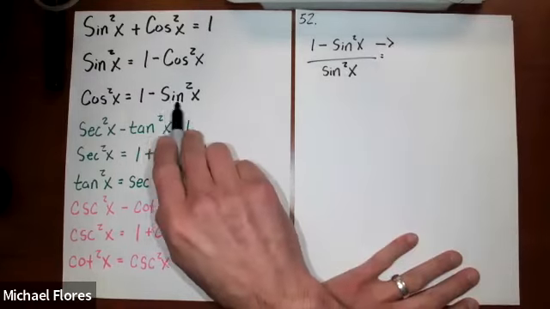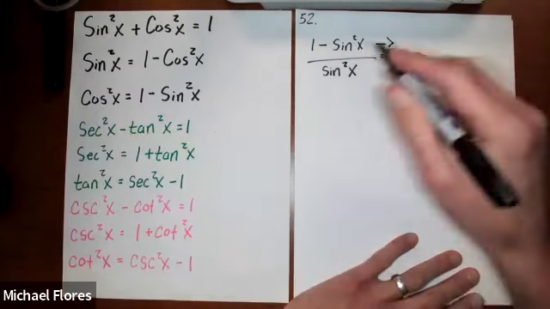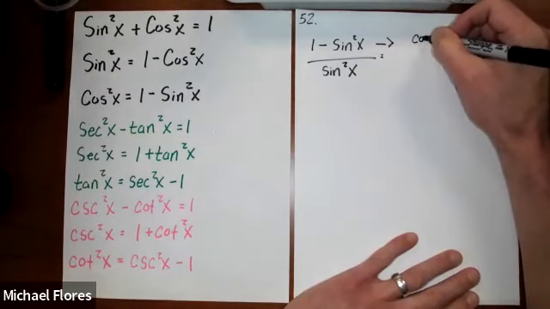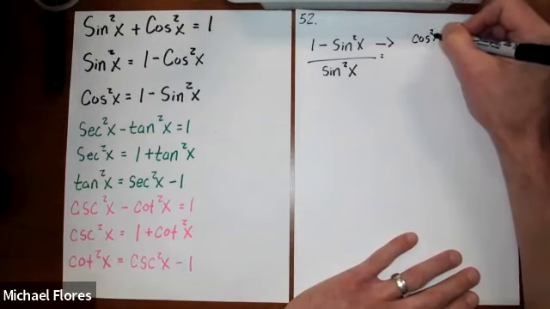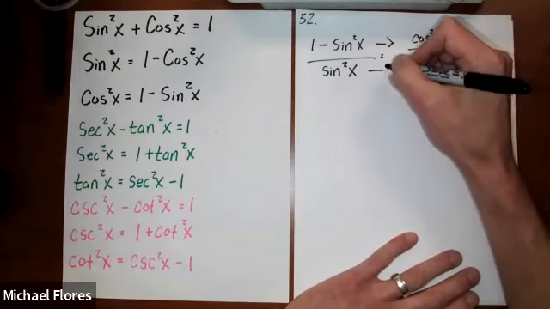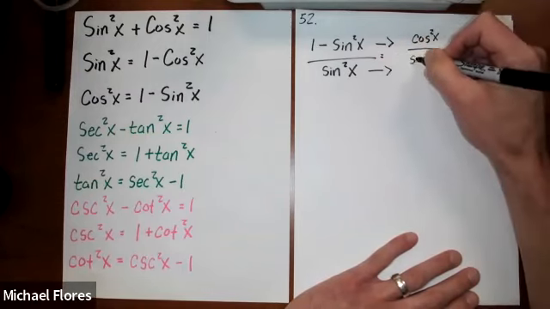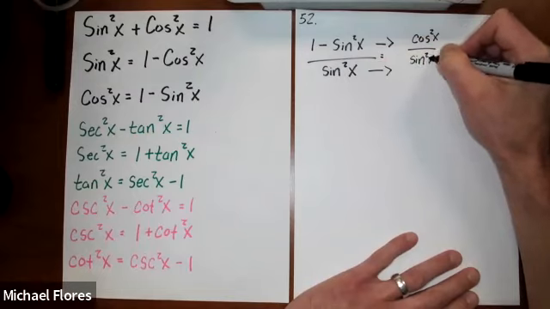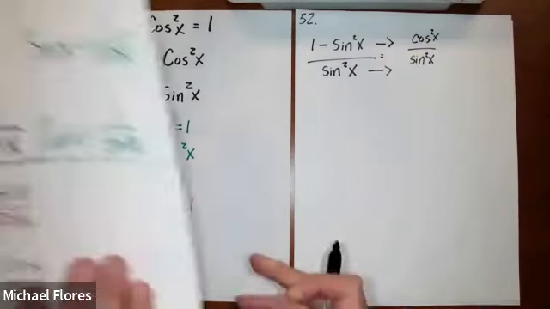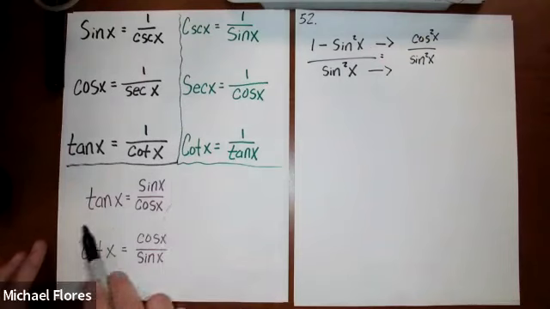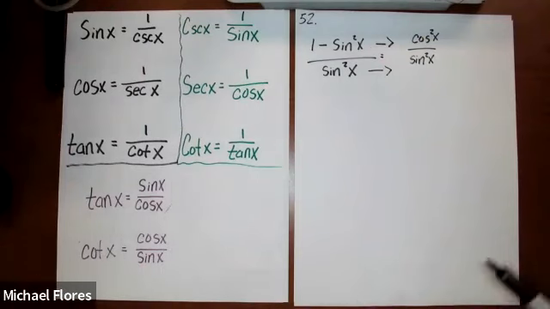One minus the sine squared of x. That's the same thing as cosine squared of x. And it looks like once again we have a quotient identity.